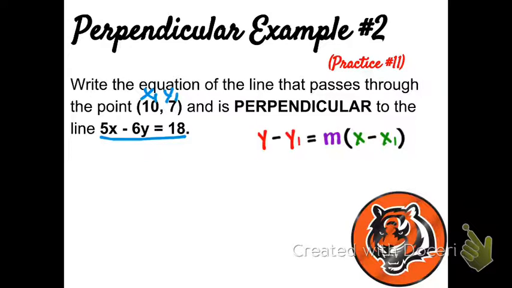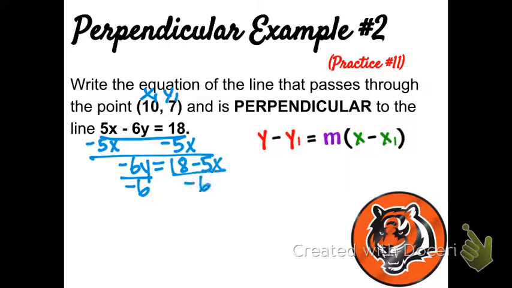So to do that, first I'm going to move that 5x to the other side by subtracting 5x. And then undo multiplying by 6 by dividing by 6. So this is 18 divided by negative 6, which is negative 3. And it's negative 5 divided by negative 6, which makes it positive. And then I'm just going to leave that as 5/6.